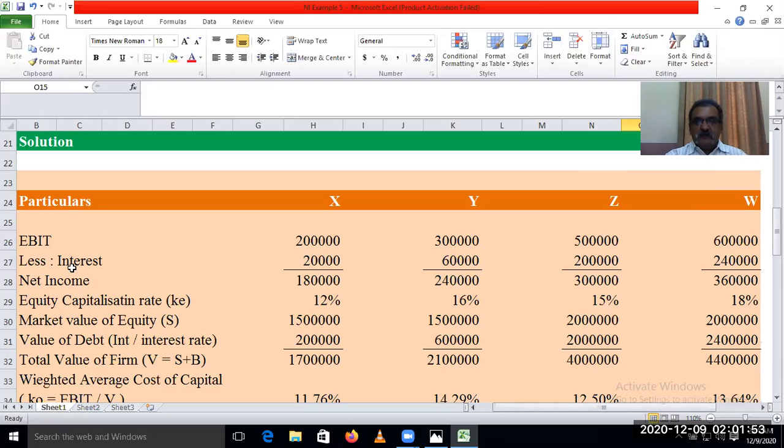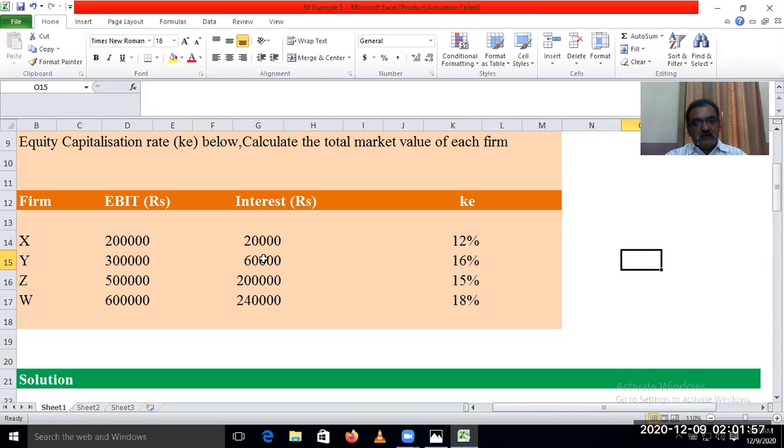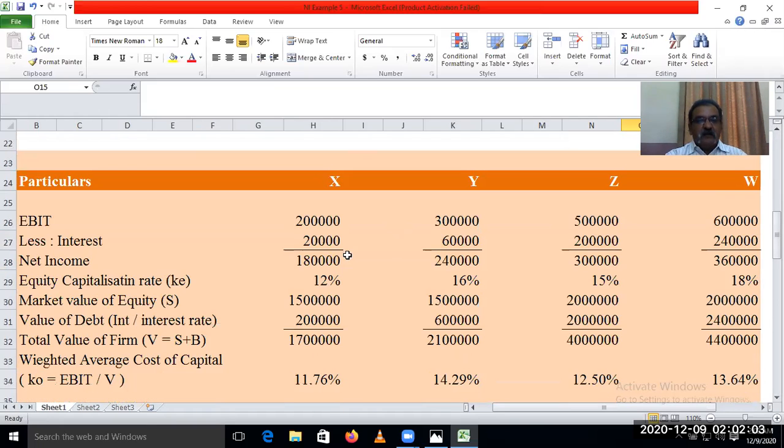Less interest. So in this example, amount of interest is directly given to us. 20,000, 60,000, 2 lakhs, and 2 lakhs 40,000. So amount of interest, X 20,000, Y 60,000, Z 2 lakhs, and W 2 lakhs 40,000. So here we can calculate net income. That is the EBIT minus interest.